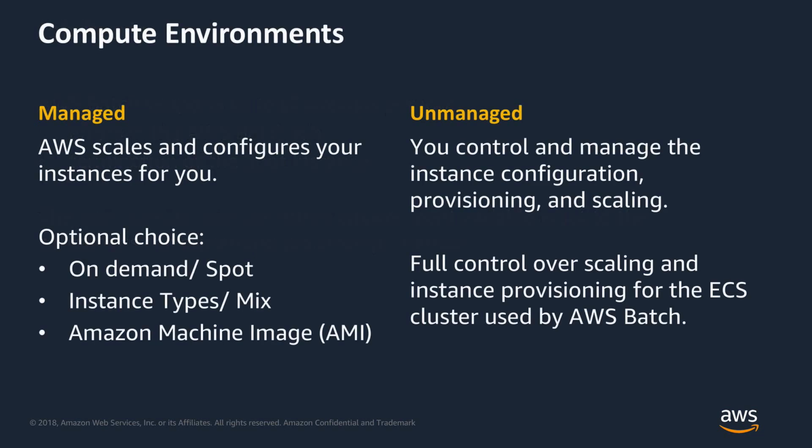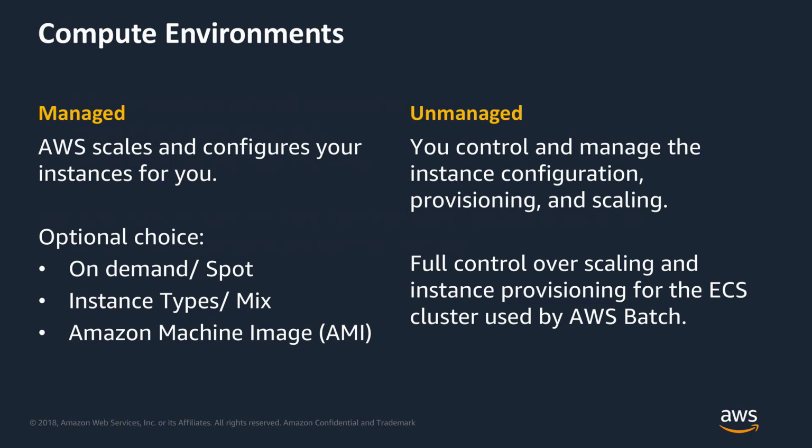Talking about compute environments, they come in 2 flavors, managed and unmanaged. With managed environments, AWS Batch takes care of the configuration and scaling. You could also define a lot of other choices like the pricing model, whether it is on demand or spot. You can also define the instance types or a mix of instance types if you like. With unmanaged environments, you gain even more control over every aspect of the provisioning and scaling of the ECS cluster. So you can do that on your own, and you could even run unmanaged compute environments on dedicated hosts.